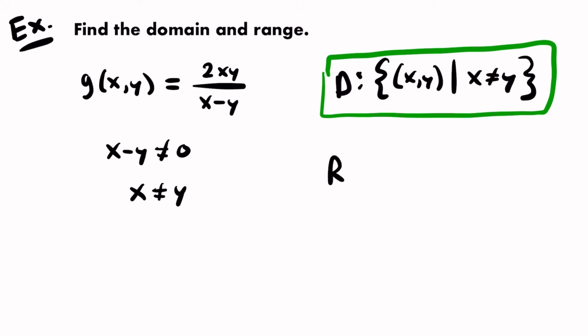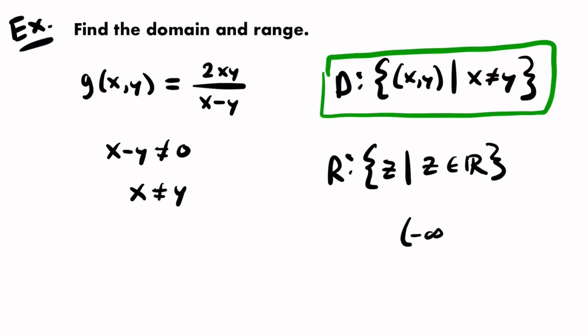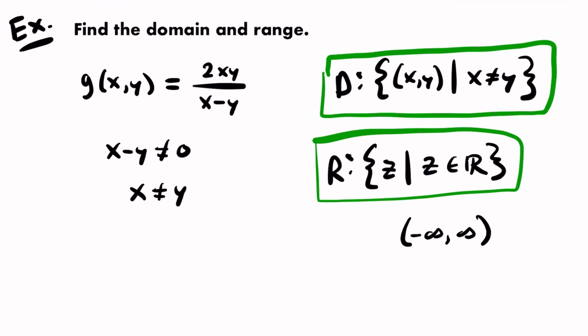The range would just be the set of all values of z such that z belongs to the real numbers. Okay? You could also write it like this. You could say it's from negative infinity to infinity, or just write all real numbers. It doesn't matter. That would be the range for this multivariable function.